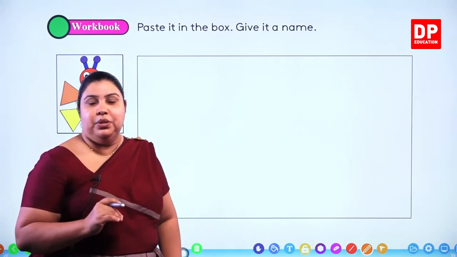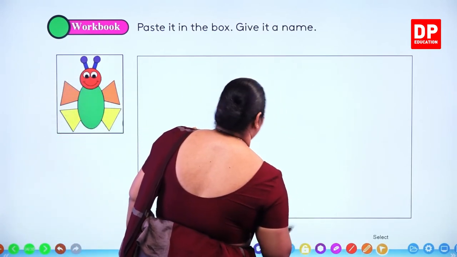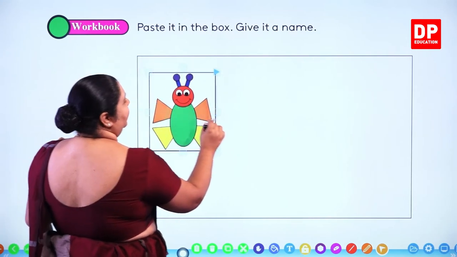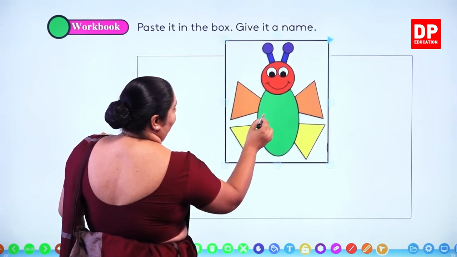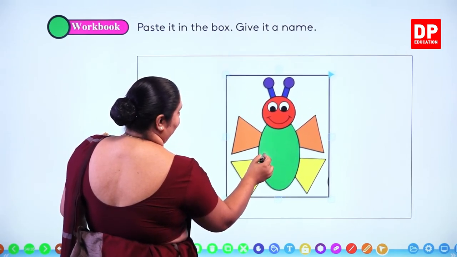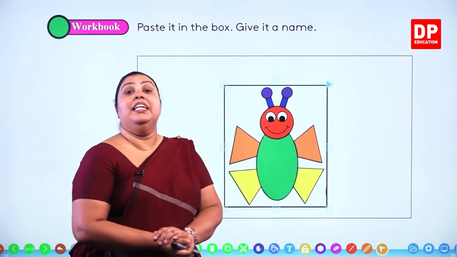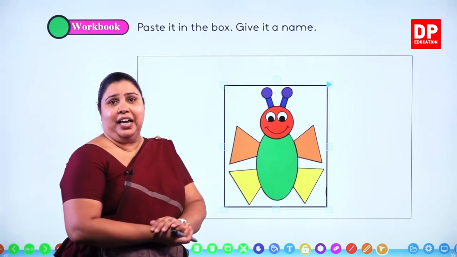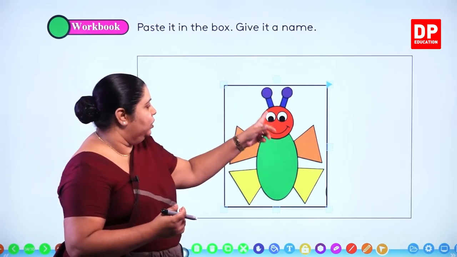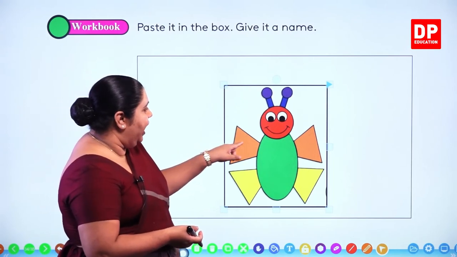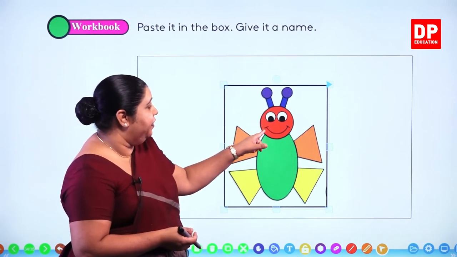Now I am going to bring my beautiful little picture using the shapes. Oh, this is my beautiful butterfly and it has a beautiful name as well. Paste it in the box and give it a name. Now this is a butterfly with lots of shapes. Can you see I have used an oval shape for the body, then triangles for the butterfly's wings, and circles for the eyes and the face.